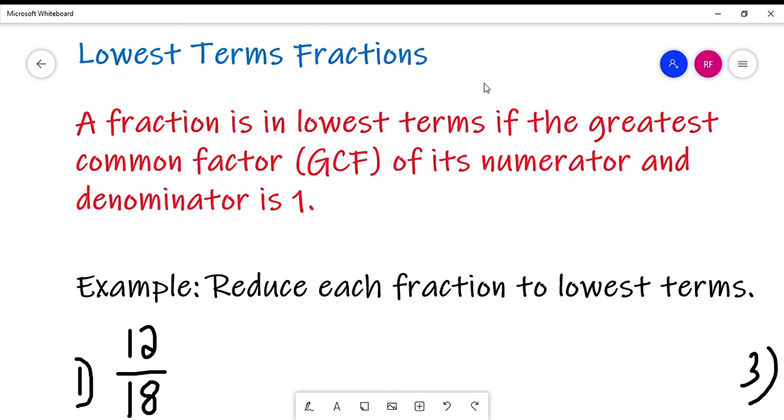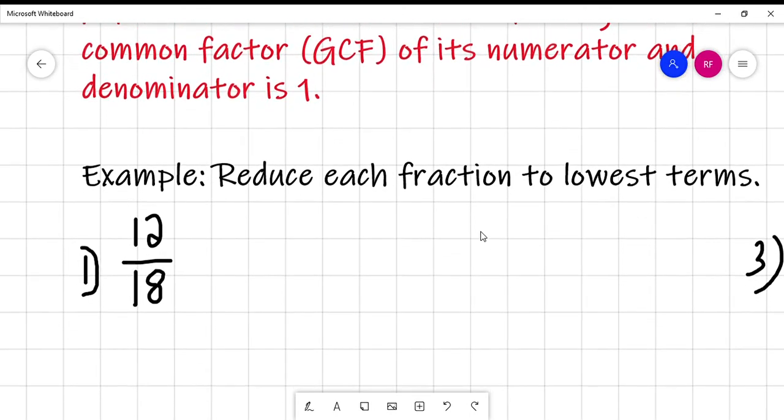Hello everyone! In this video, I'm going to show you how to reduce a higher term fraction to its lowest terms. A fraction is in lowest terms if the greatest common factor, or the GCF, of its numerator and denominator is 1. So let us have an example here.